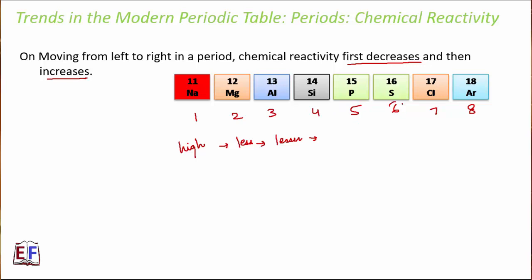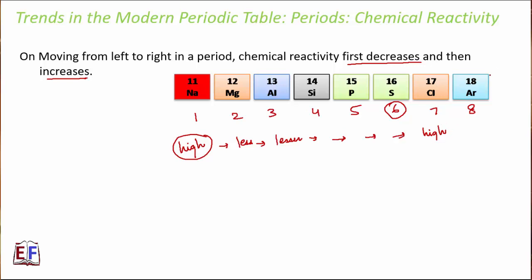But as we move towards sulfur, it needs only 2 more electrons. So it is again easier to get 2 electrons. Again, as we go to chlorine, it needs just 1 electron. So very easily it will get that 1 electron. So here again the reactivity is very high. So we see that initially it was high, then it gradually reduced, and then again it gradually increased.